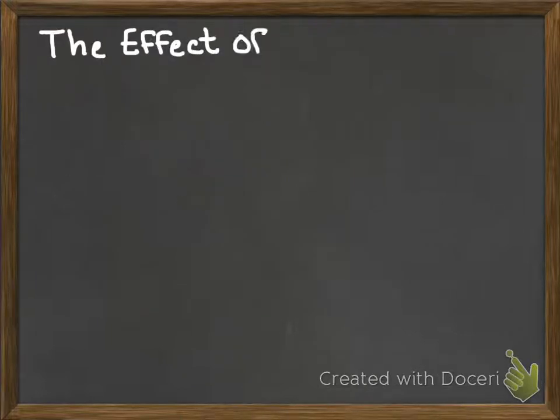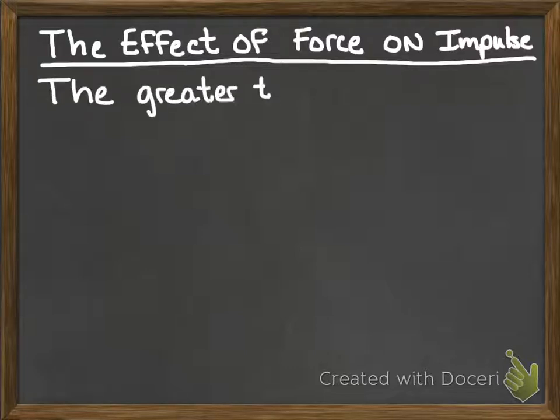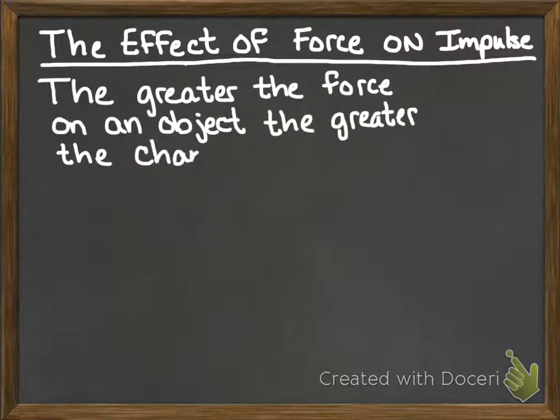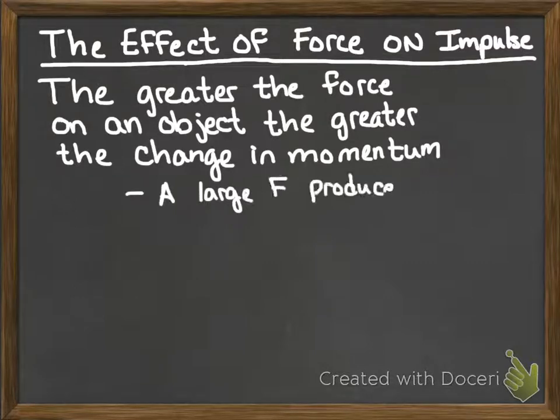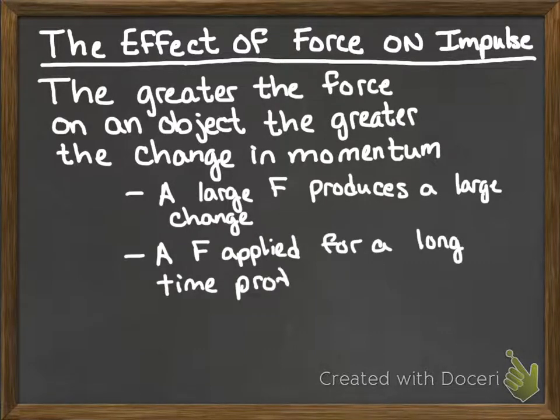All right, so let's look at the effect of force on impulse. So when I talk about the effect of force on impulse, I probably need to give you an example. So let's talk about it this way. The greater the force on an object, the greater the change in its momentum. So a large force is going to produce a large change in the momentum. So like if I shove an object really hard, it's going to speed up more. Or if I apply a force for a very long time, that's also going to produce a greater change in the momentum.